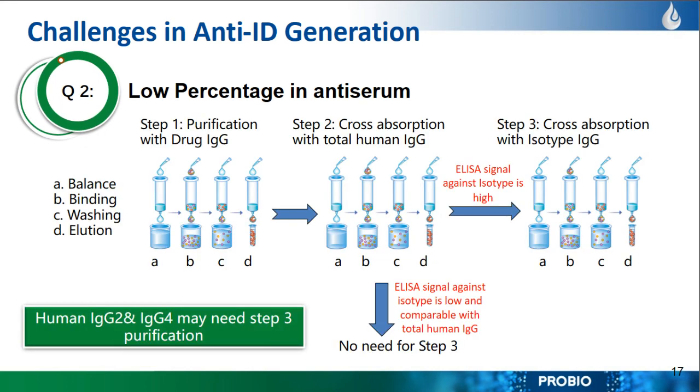For polyclonal antibody purification, we also need a better solution to deal with the issue of low percentage of anti-ID in the serum. Typically, we first purify the serum with drug IgG through the affinity column, and then do a cross-absorption with total human IgG. At this point, we will test the titers of purified antibodies against the drug IgG and isotype control to determine whether further runs of cross-absorption with isotype IgG are needed. If your drug comes with IgG2 or IgG4 isotype, you probably need to consider doing these extra steps.